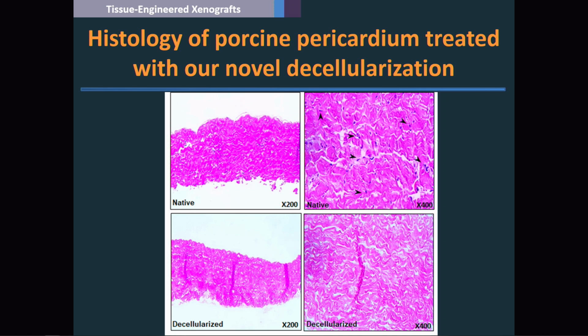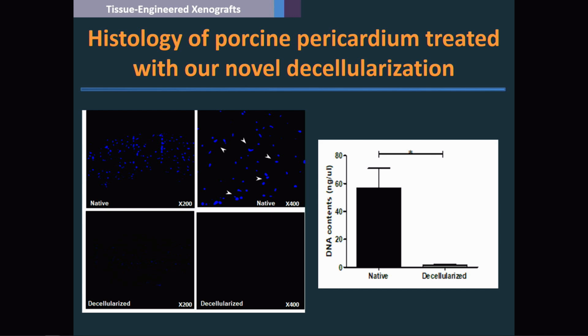After our decellularization of porcine tissue, the H&E staining showed complete decellularization without histological change. And the DAPI staining showed the fluorescence signal was completely removed and the DNA content was significantly reduced.